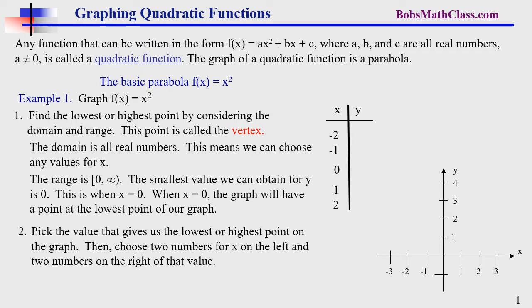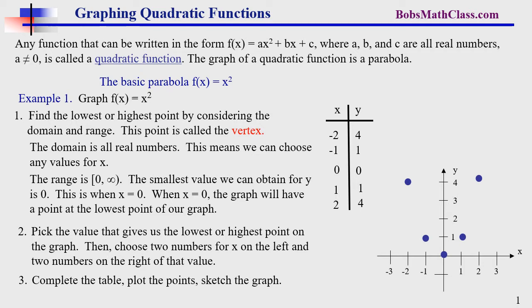For instance, if you plug in -2, you're going to get 4. Plug in -1, you're going to get 1. Plug in 0, 0 squared gives you 0. Plug in 1, 1 squared is 1, and 2 squared is 4. So those are our points. That's 5 points. That's good enough. Plot those points and then we'll sketch it. It has a U shape. So make sure your parabola kind of looks like that. It's called like a U shape.